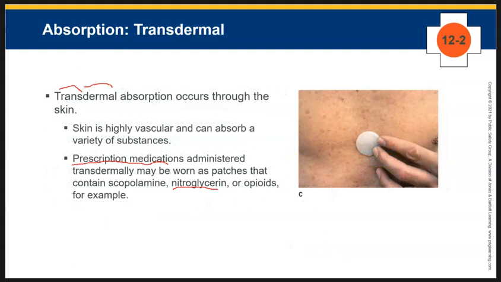Transdermal absorption is occurring across the skin. The skin is highly vascular with many small capillaries and a high surface area, and so consequently we can absorb particular medication if it's therapeutic, or substance or poison, this way as well. We see this, for example, with nitroglycerin patches that a cardiac patient may have on their chest.